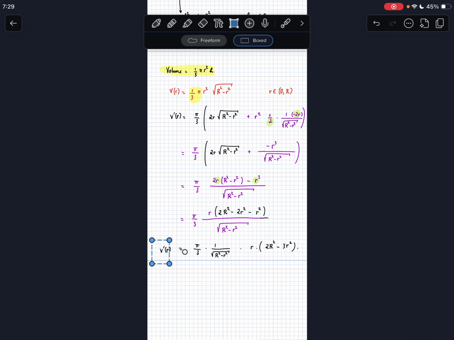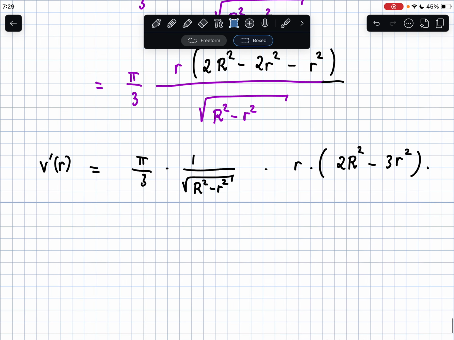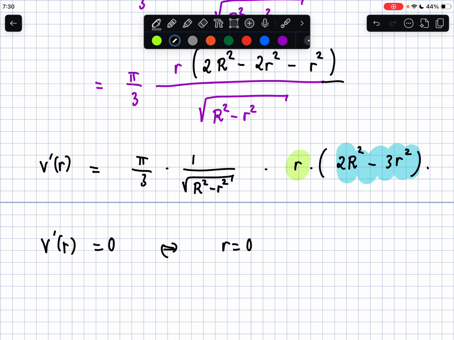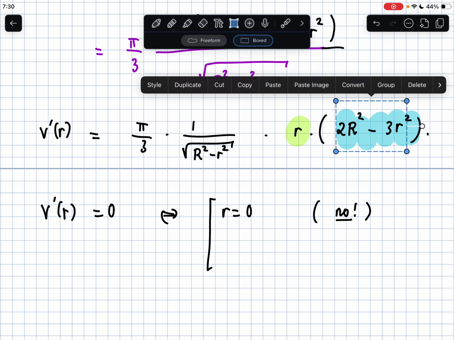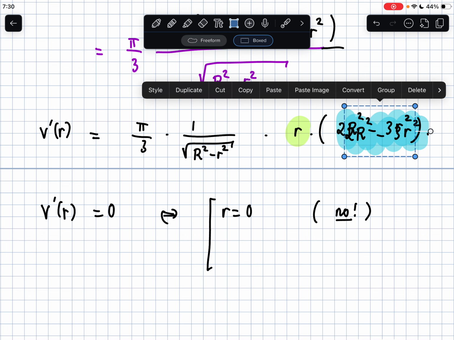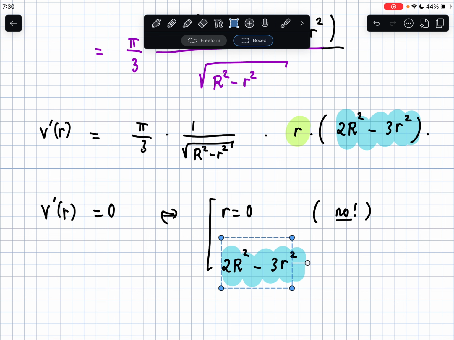V prime equals 0 if this one is 0 or this one is 0. V prime of r equals 0 if and only if small r is 0, which is not the case. Impossible, no. Or 2 big R squared minus 3 small r squared equals 0.